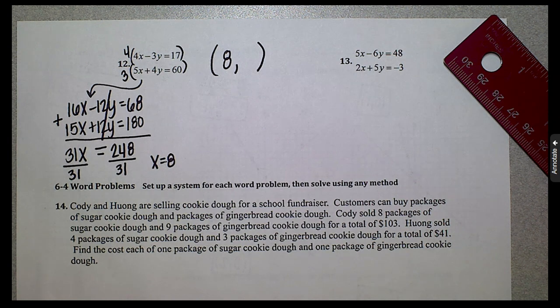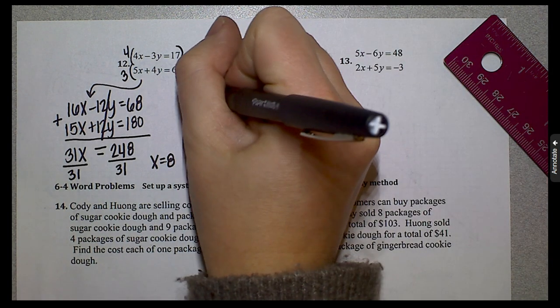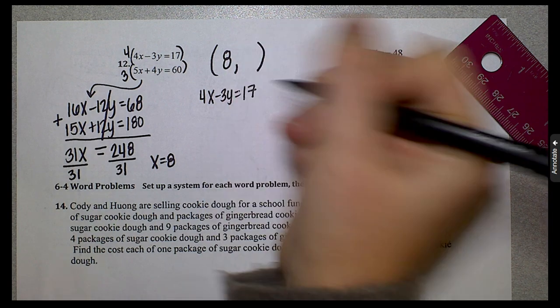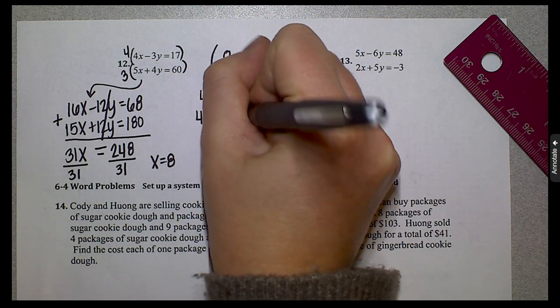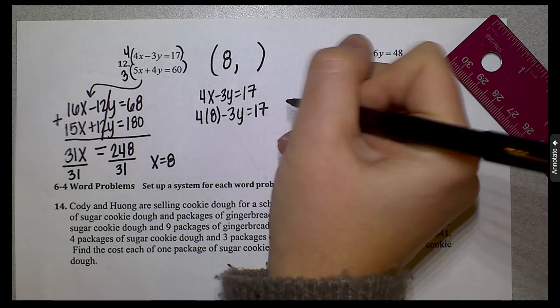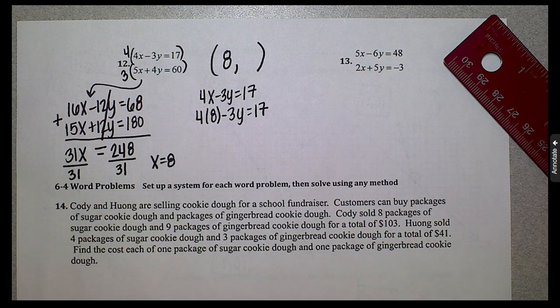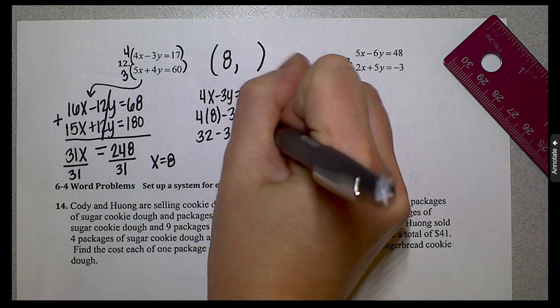Let's plug it in. Pick an equation. Doesn't matter which one. I usually go back to the originals, and I usually pick the one with the smallest numbers just out of habit. So I'm going to pick that first original equation. I'm going to plug in my x. I'm going to do a little simplifying. So 4 times 8 is 32. And then minus 3y equals 17.